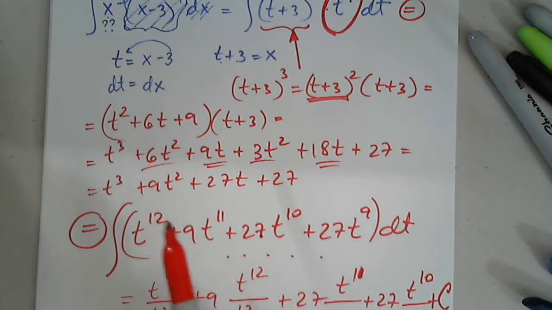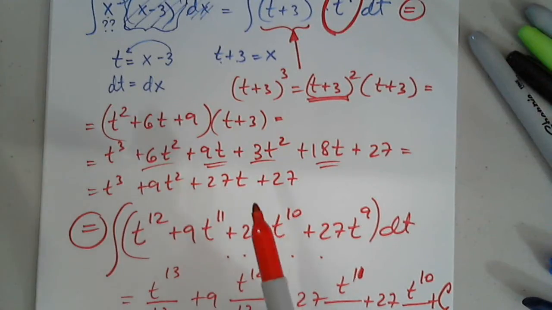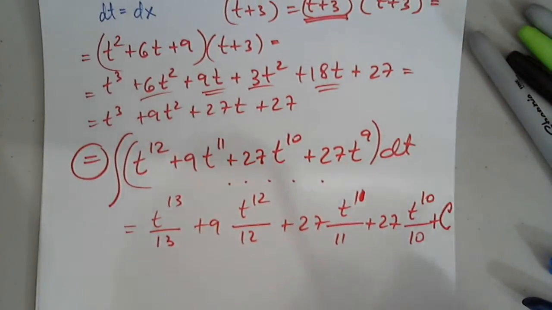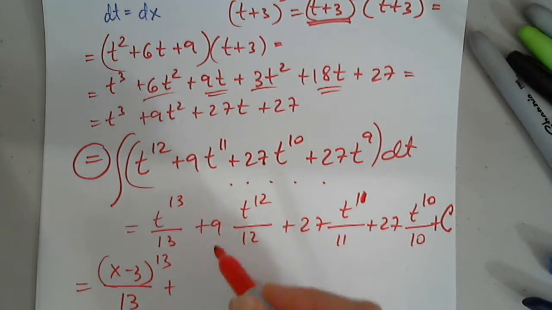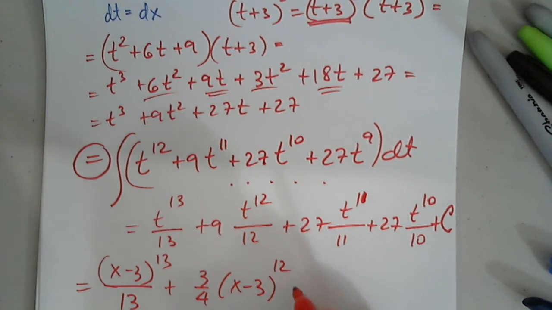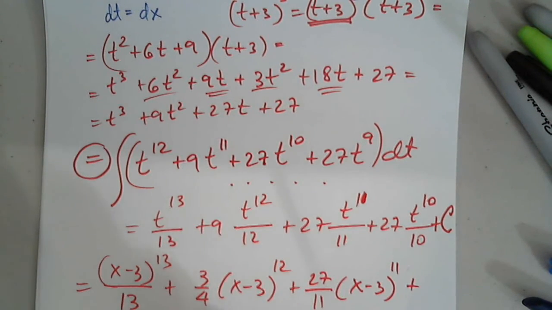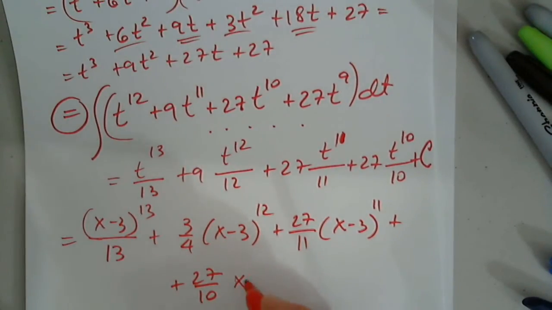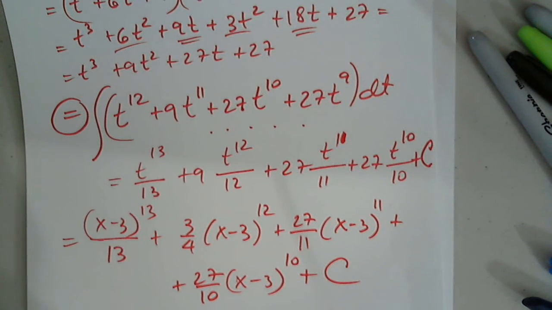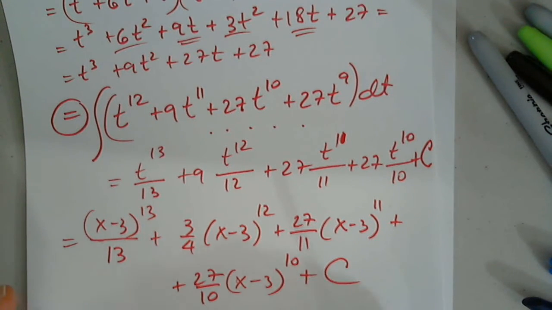Yes, I have no choice. I have to go back and replace t by x minus 3. So the final simplified form will be x minus 3 to the 13th over 13, plus, I'll simplify here by 3, 3/4 times x minus 3 to the 12th power, plus 27 over 11 times x minus 3 to the 11th power, plus 27 over 10 times x minus 3 to the 10th power, plus a constant c. Yeah, so it was not a super friendly problem, I agree.